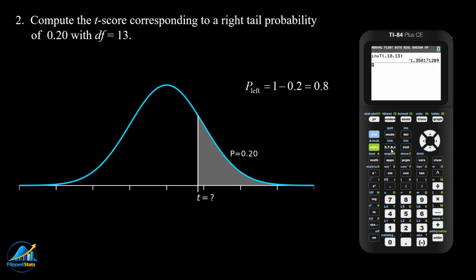So we press second and then vars to get to our statistical distributions again. We hit inverse t, and this time we put in an area of 0.8. The degrees of freedom is already in there, and we go ahead and paste that. And when we run the numbers, we find that t is 0.87. So 0.87 is the critical value bounding the upper 20% of the distribution.